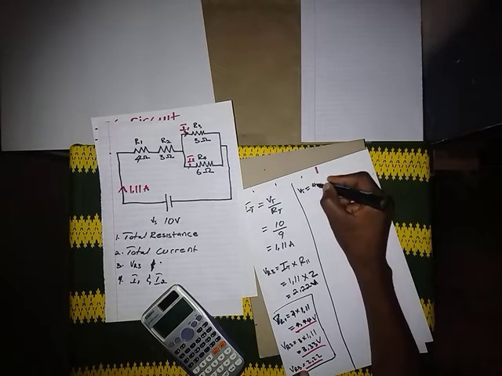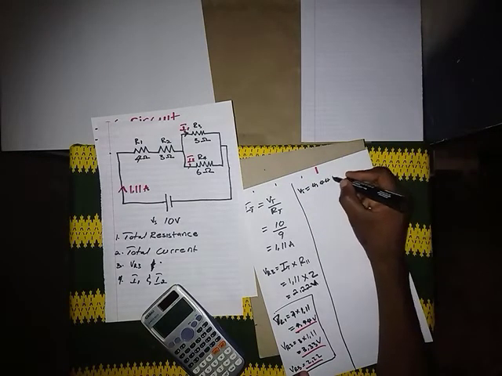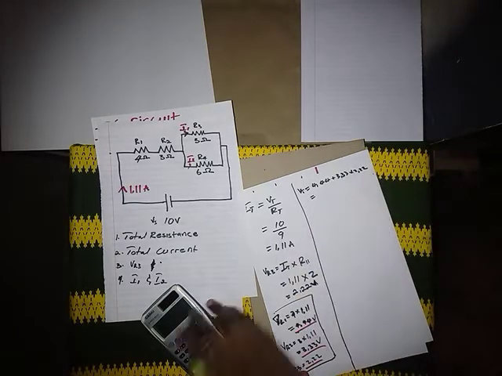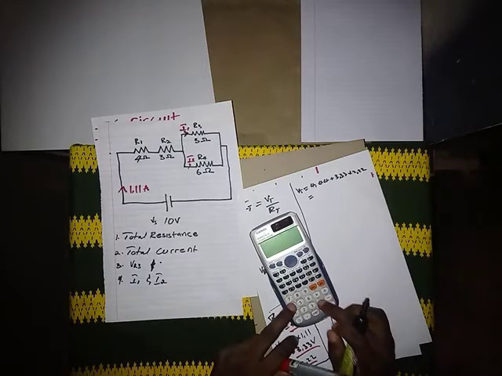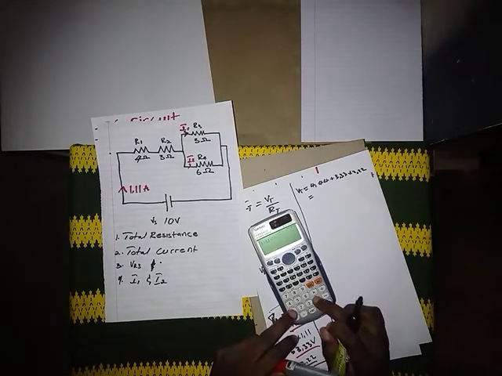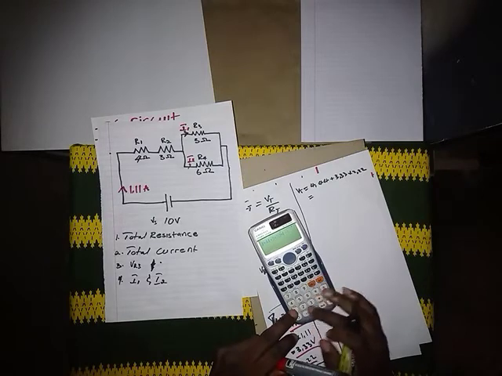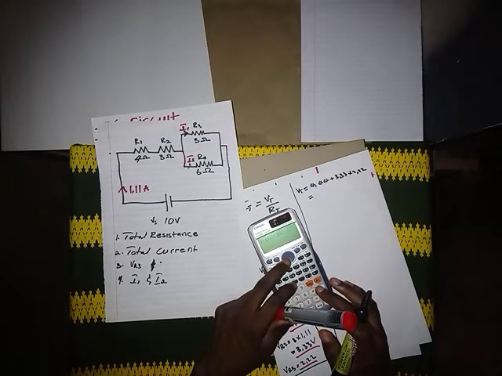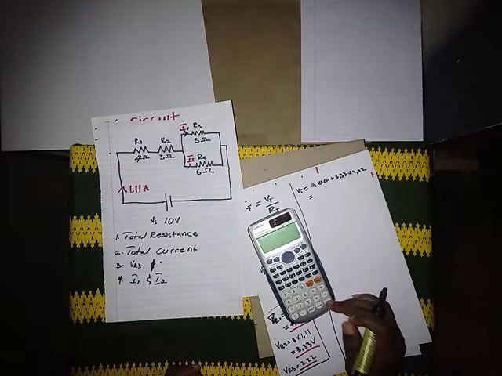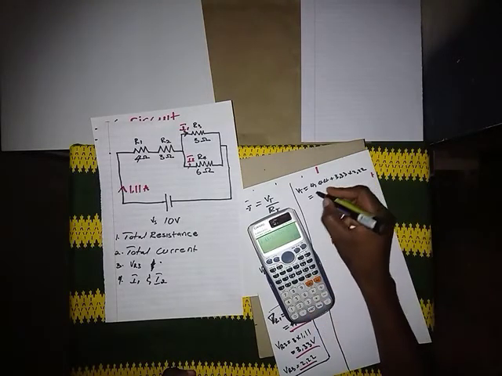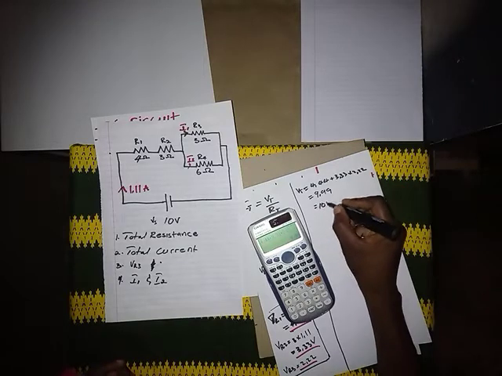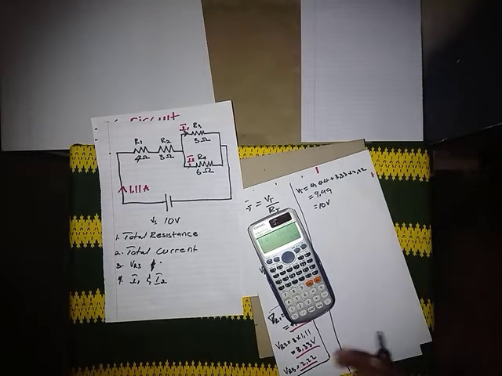So VT is 4.44 plus 3.33 plus 2.22. We are getting 9.99, which can be rounded off to 10 volts. That means your calculation is correct.